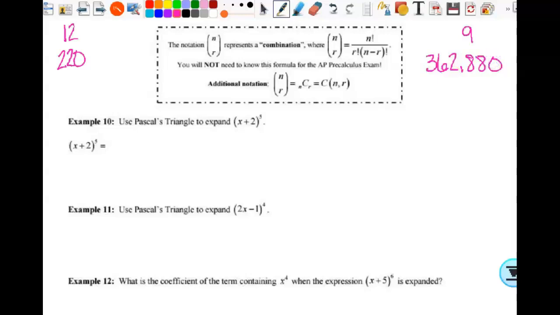362,880. Doesn't that seem insane? Doesn't it seem wrong? It is wrong. I mean, it is not wrong. No, it is not wrong. It does seem wrong. I always have to double check myself because it seems insane. Now, of course, ability and stuff comes into play, but I want you to see how drastically it can change.